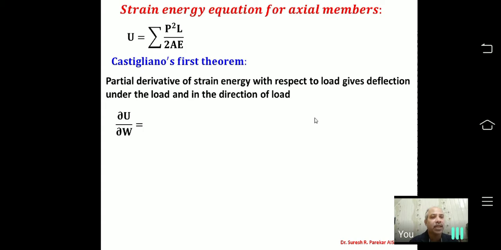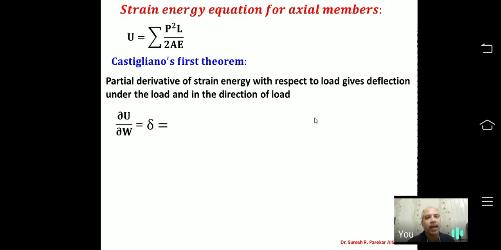If a variable load is available at the joint, then we need not apply a dummy load over there, and the value if positive, then that is in the direction of that variable load, and if negative, then that is in the opposite direction of the load.